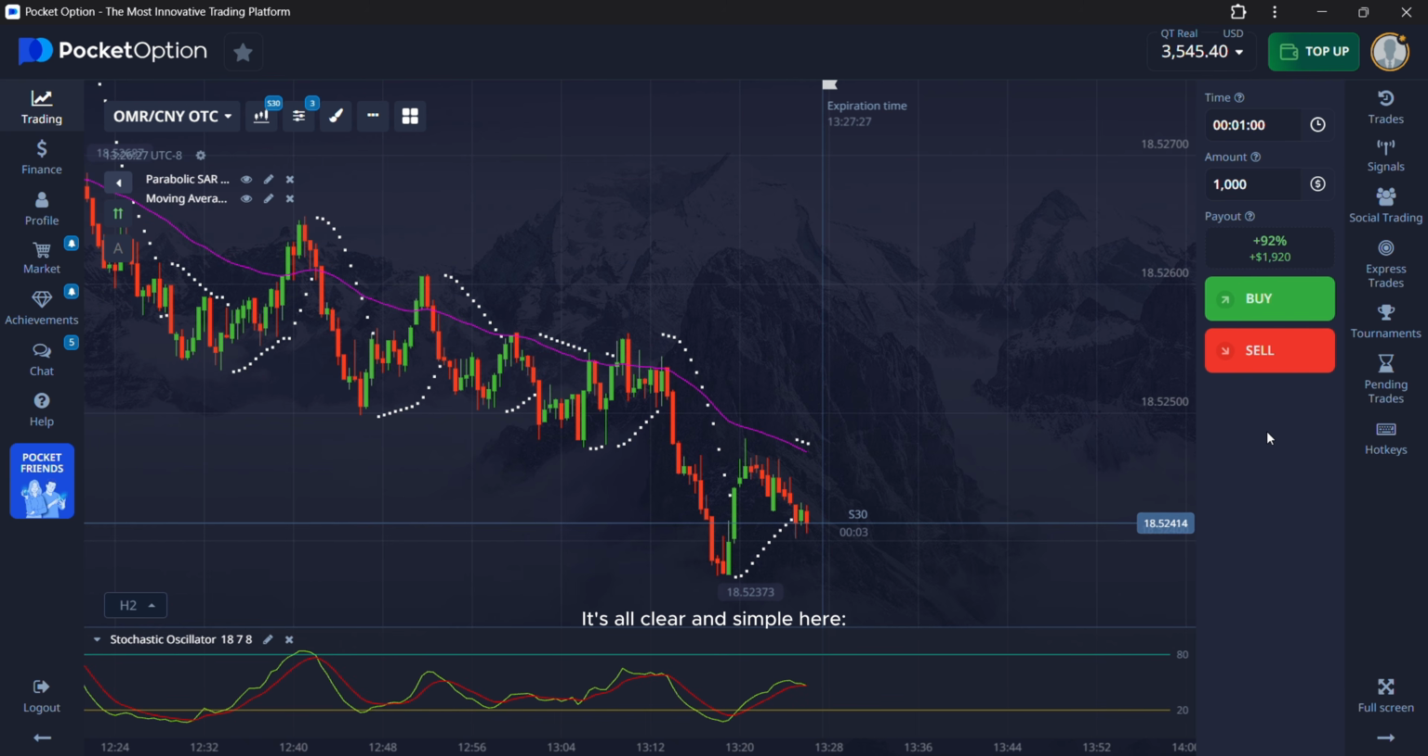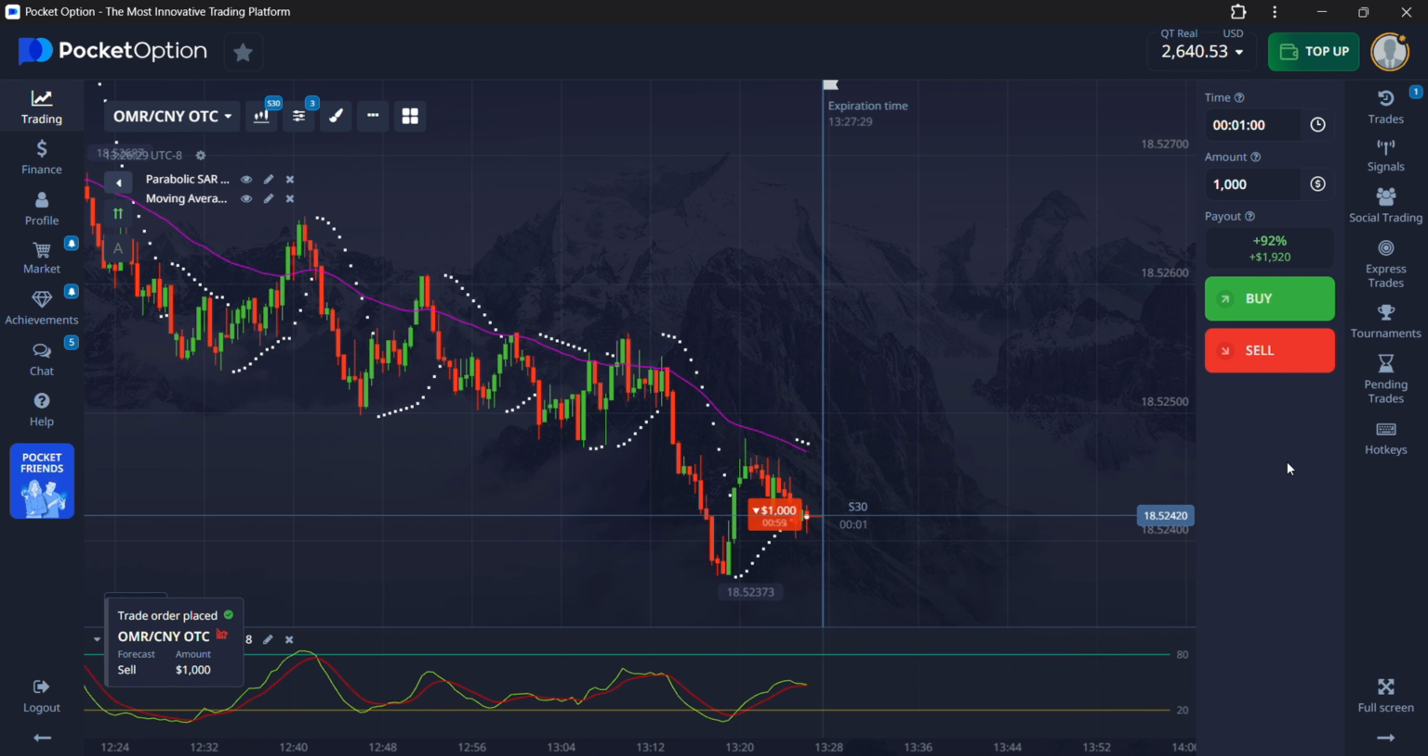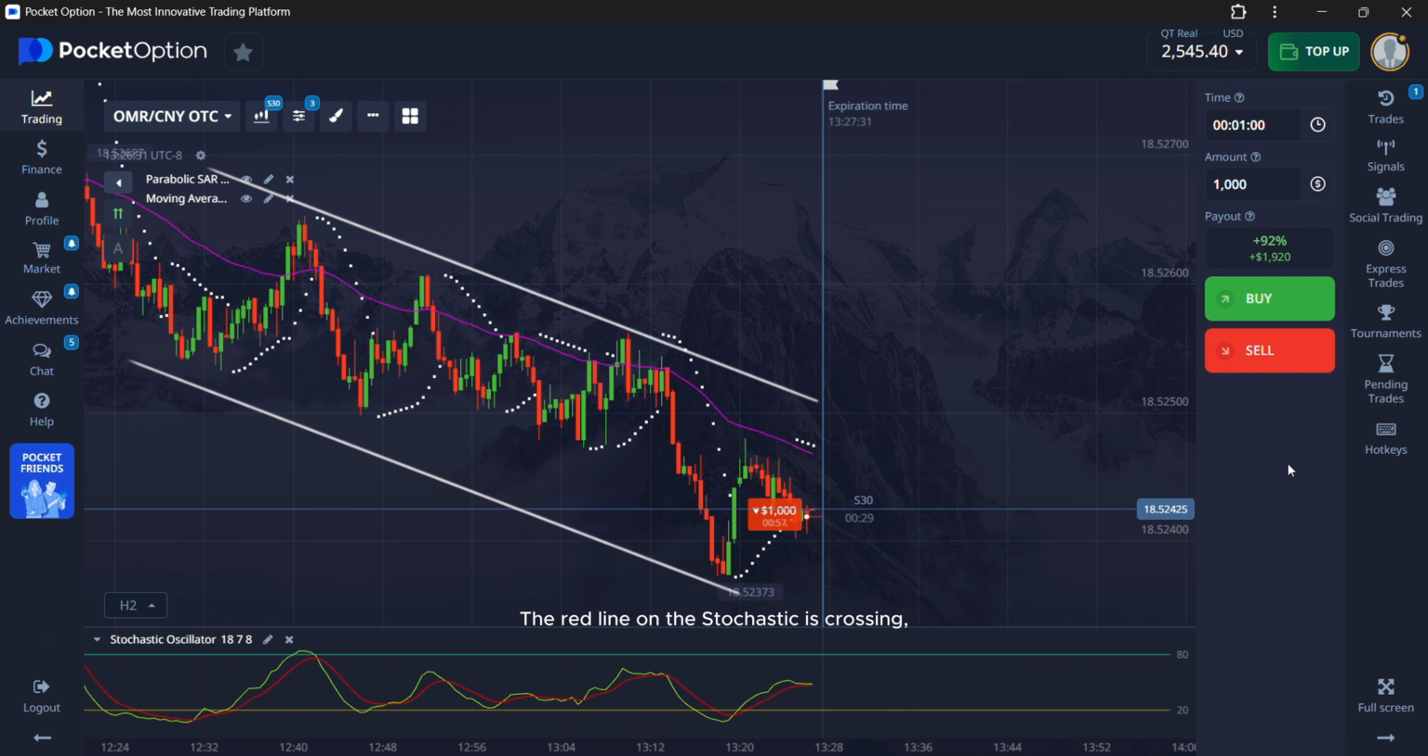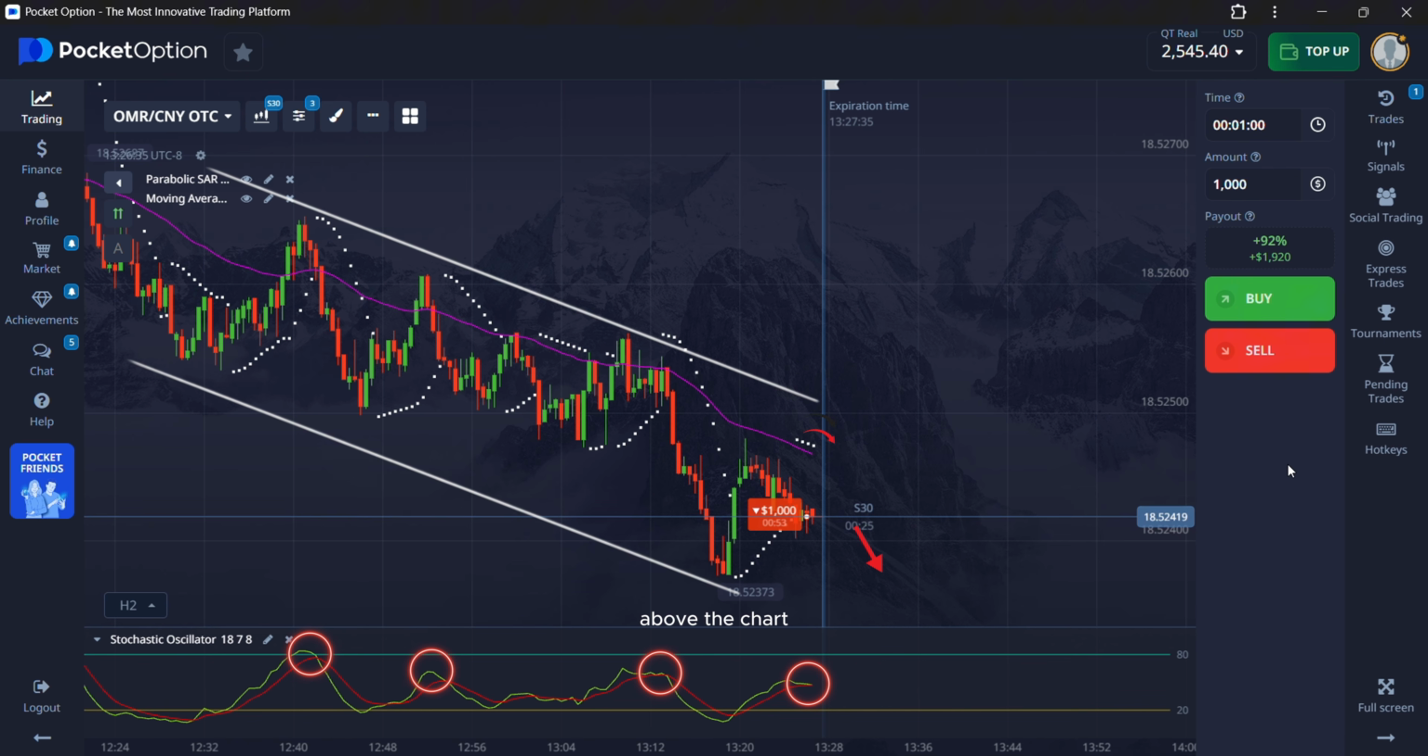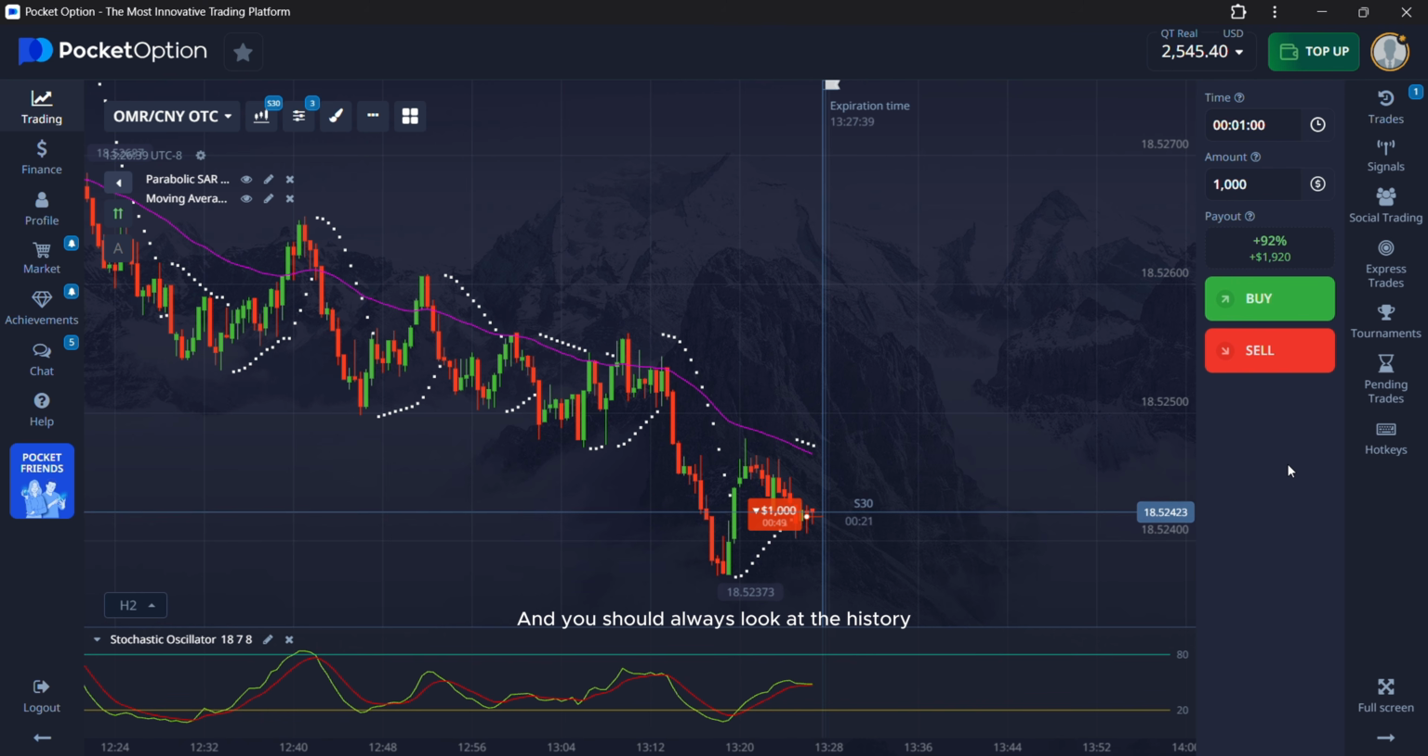It's all clear and simple here. The trend is downward. The red line on the Stochastic is crossing, and the parabolic SAR dots are positioned above the chart. Everything points to a downtrend. And you should always look at the history, how the price behaved in similar conditions. Patterns tend to repeat themselves, and if you spot them early, you increase your chances of making the right decision.